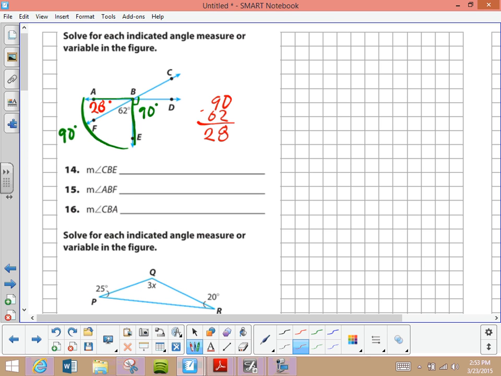CBD. And what does that mean? If they're congruent, what does that mean? The same measurement, right? So I'm missing ABC. How do I find that? 180 minus 28. Why can I do that?